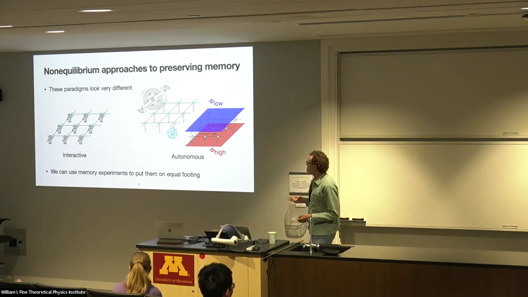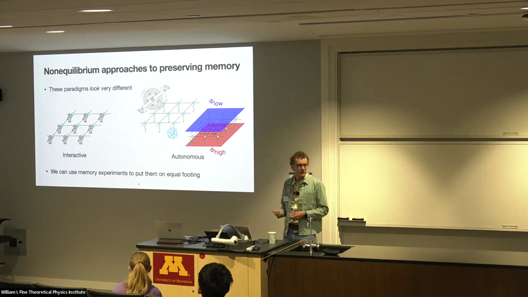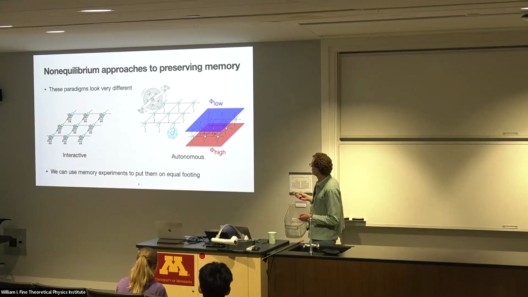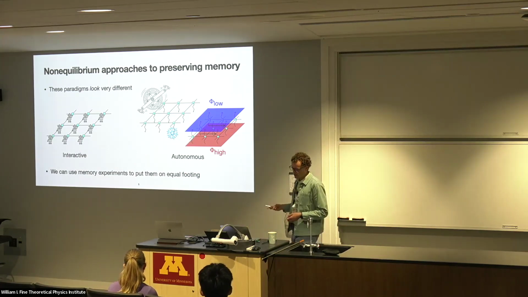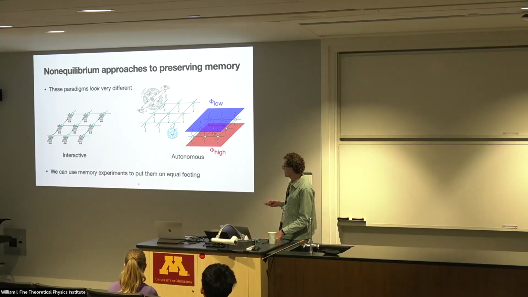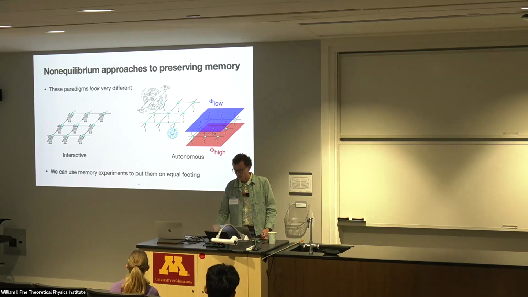So on its face, maybe these two paradigms look very different. You have something that's very interactive, lots of degrees of freedom that you have to keep track of, compared to something that's more autonomous. Like you only have to keep track of maybe a single degree of freedom, like the time or the potential difference between the two layers. And what I'm going to talk about today is how to use memory experiments to put them on equal footing so we can really compare them to each other fairly.